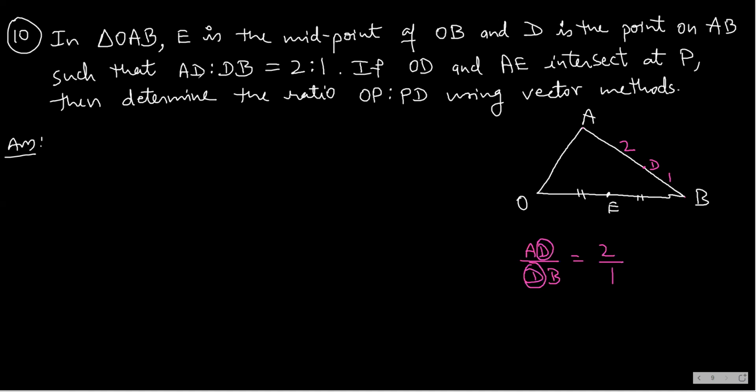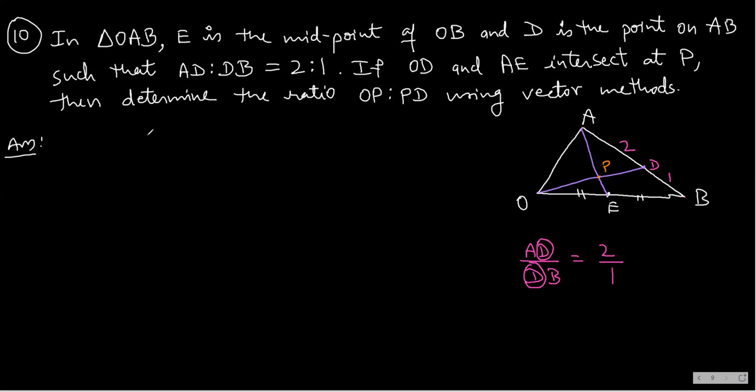AD upon DB is 2:1. So that means D divides segment AB in the ratio 2:1. So AD is 2 parts and DB is 1 part. Further, they say OD and AE intersect at P. Join O with point D and point A with point E. They intersect at point P. This is the point where they intersect.